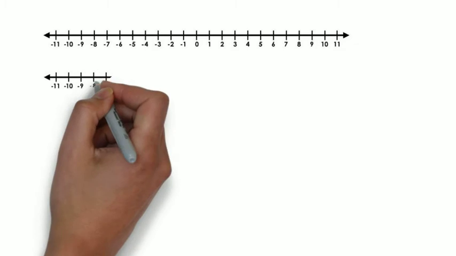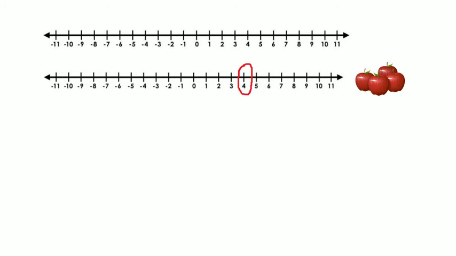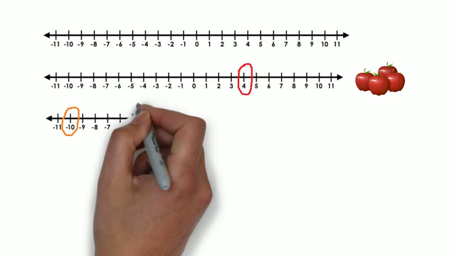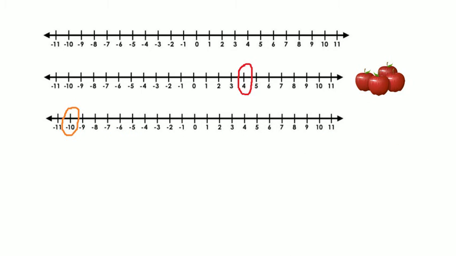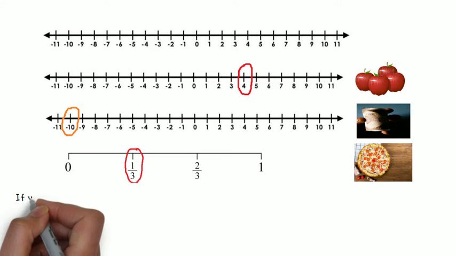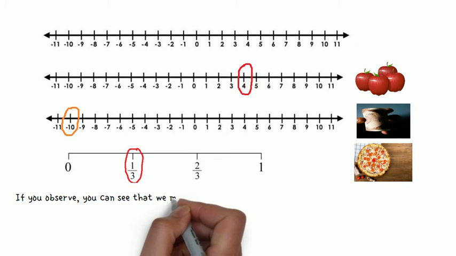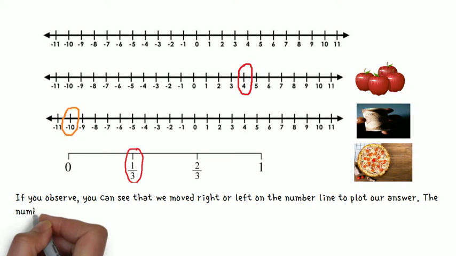Let's draw a number line and plot the answers for the 3 questions that I asked earlier. For the number of apples, the answer is 4, which is a natural number. For the debt that you owe me, the answer is minus 10, which is a negative integer. For sharing pizza, the answer is 1 by 3, which is a rational number. If you observe, you can see that we moved right or left on the number line to plot our answer.